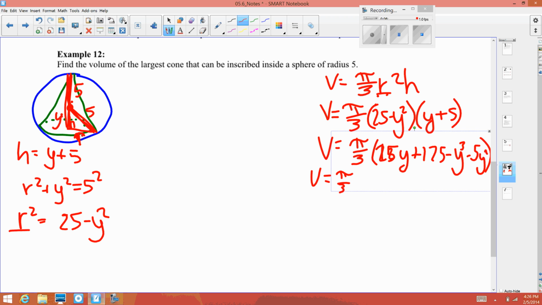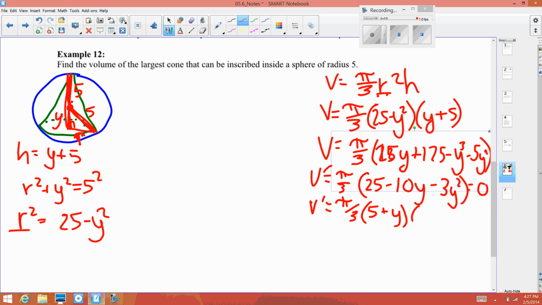All right, so now I can take the derivative from this. Okay, bring my constant down. So I'm going to end up with 25, and I'm going to try to keep it in order here, minus 10y minus 3y squared. So I'll set that equal to 0. Oh, this one's a good one because it factors. (5 plus y)(5 minus 3y), I believe. Check it.